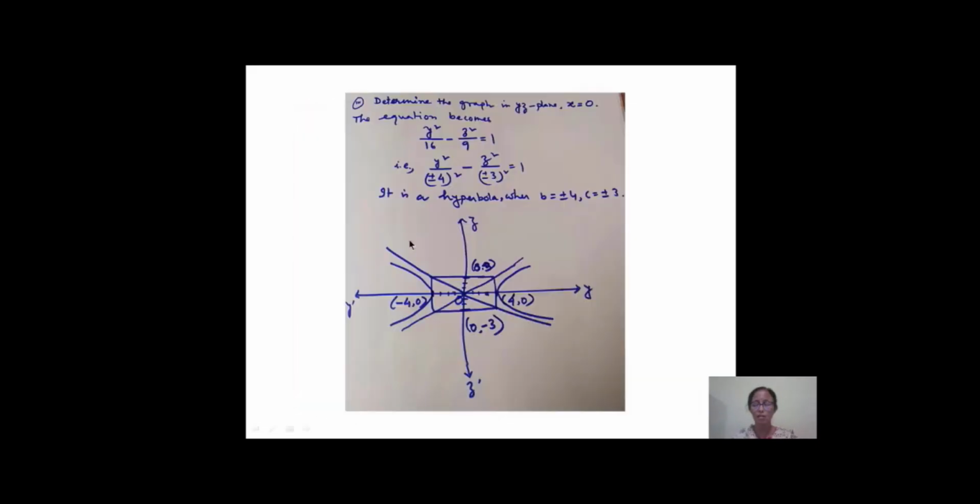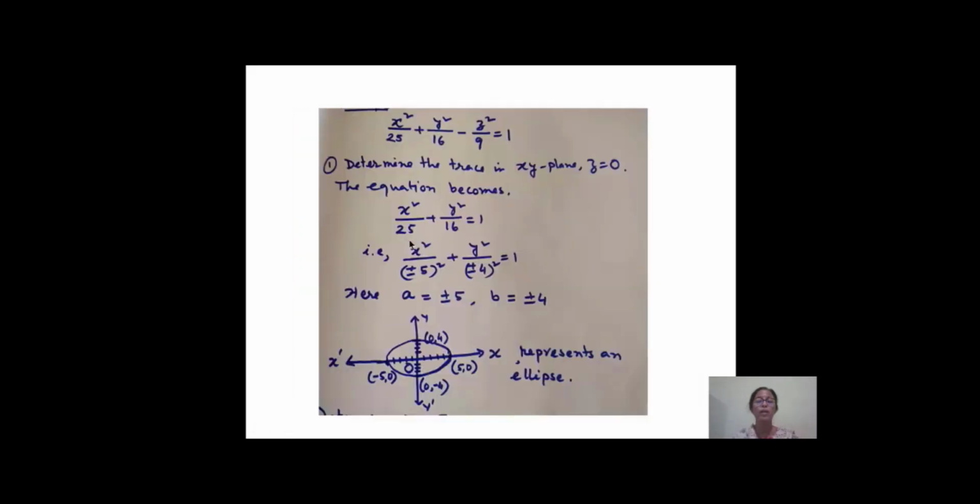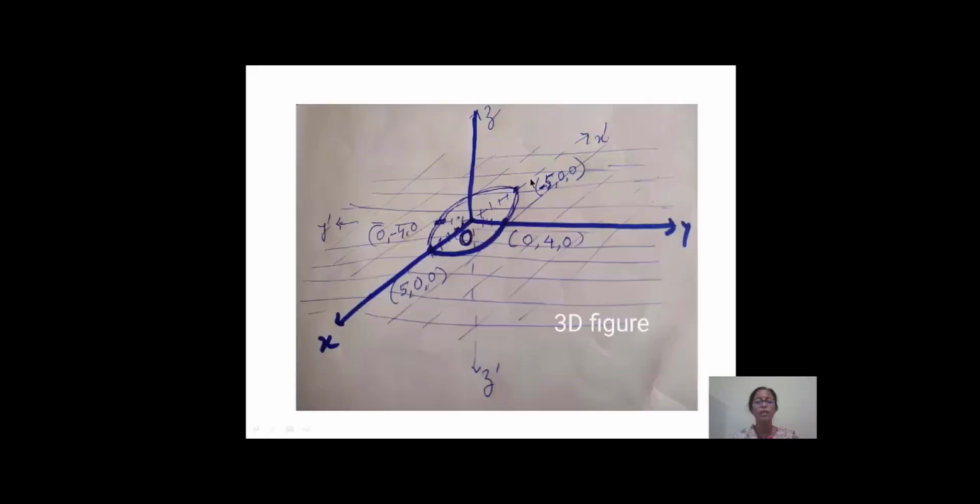This equation can be written as x square by plus minus 5 whole square plus y square by plus minus 4 whole square equal to 1. Here the x intercept is plus minus 5 and the y intercept is plus minus 4. Putting these 4 points and connecting them, we get an ellipse. So in the XY plane we get one ellipse. This is the figure in 3D, where these points are 5, 0, 0 and 0, 4, 0.